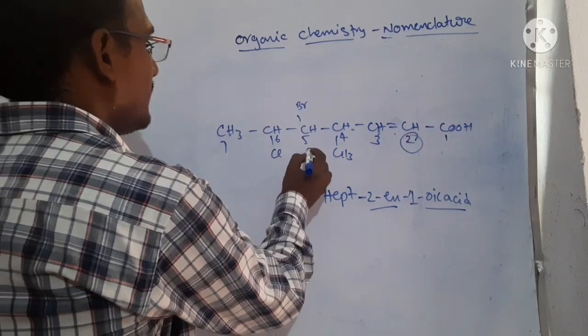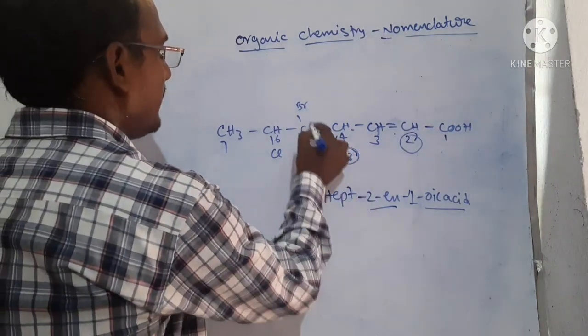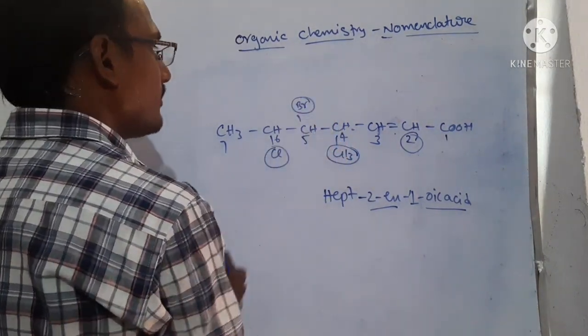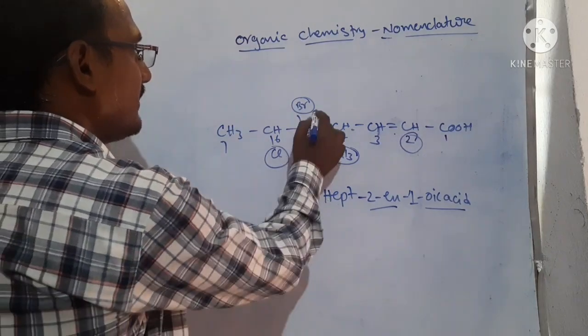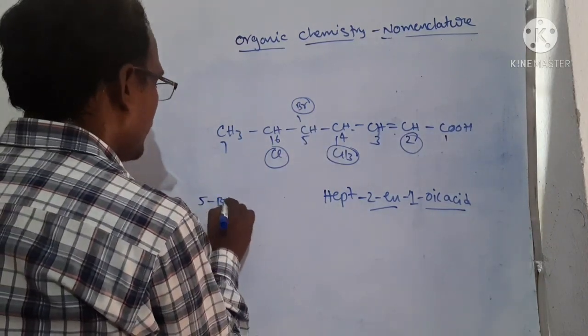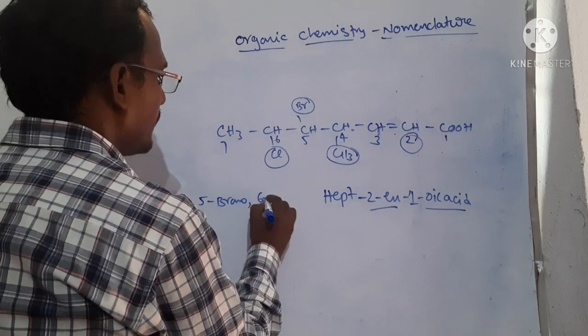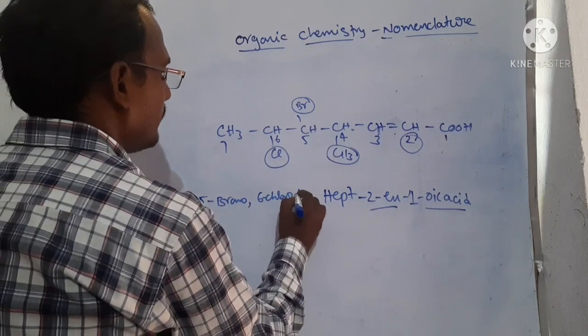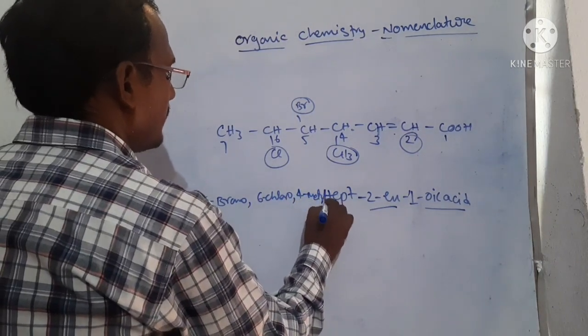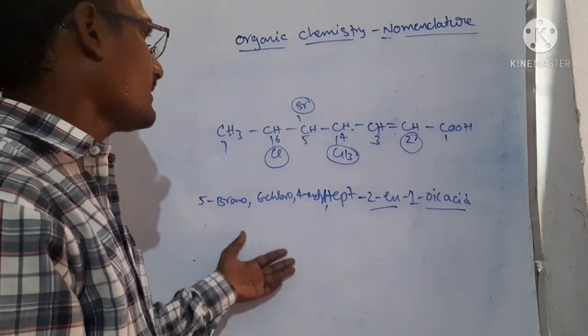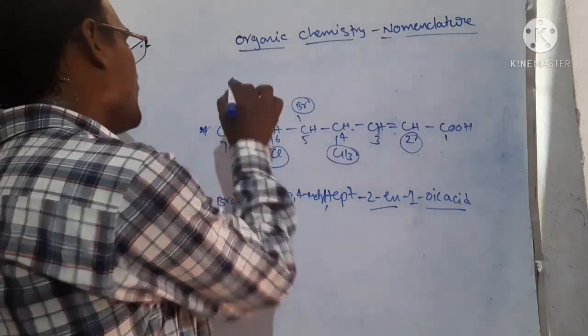See here the prefixes. The fourth position methyl, fifth position bromo, sixth position chloro. According to the alphabetical order, B will come first. So 5-bromo. After that 6-chloro. After that 4-methyl. 4-methyl hept-2-en-1-oic acid. This is the name of this organic compound.